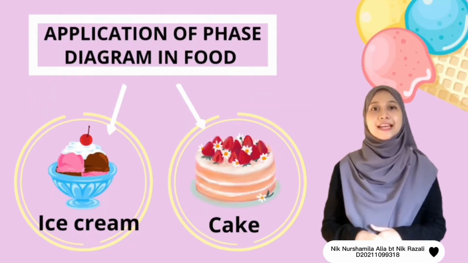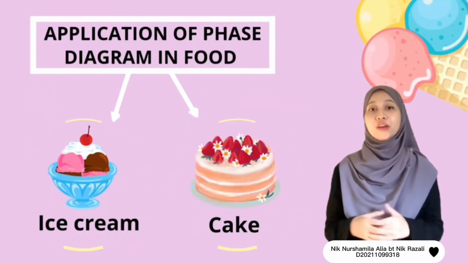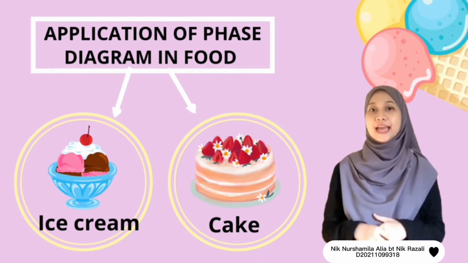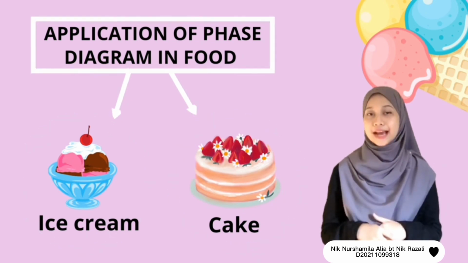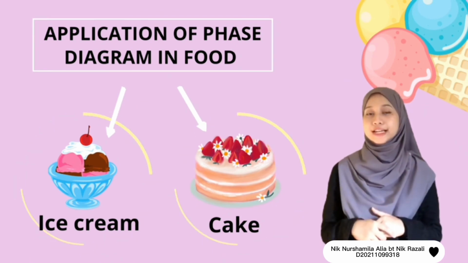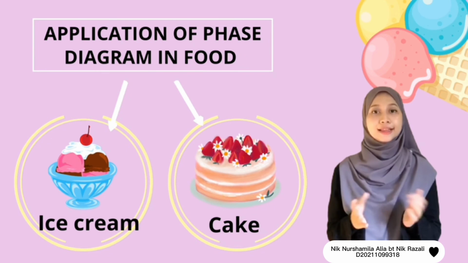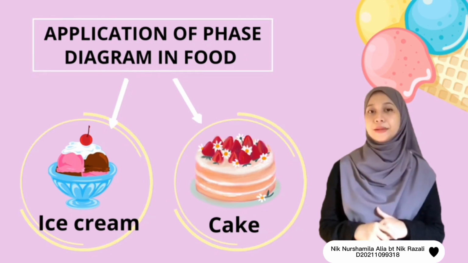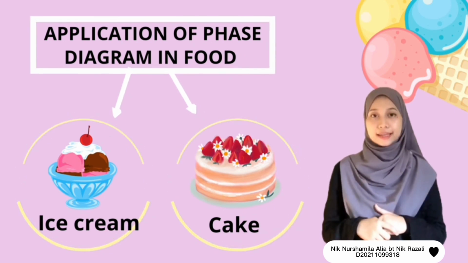For application, there are two example applications of phase diagrams in food. Firstly is the application of the phase diagram in ice cream. Ice cream is a very complex food that involves interaction between water, sugar, and temperature. Secondly is the application of the glass transition process in cake.